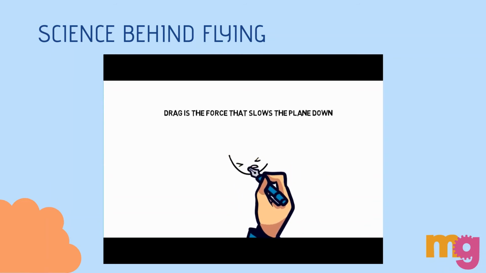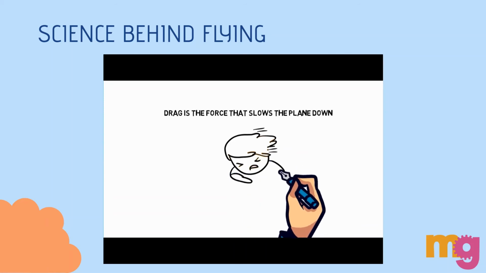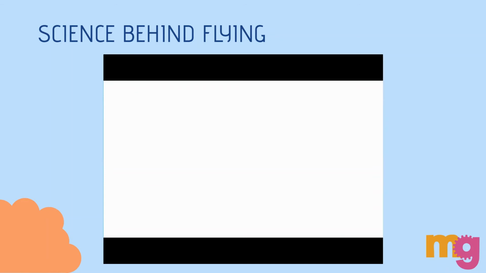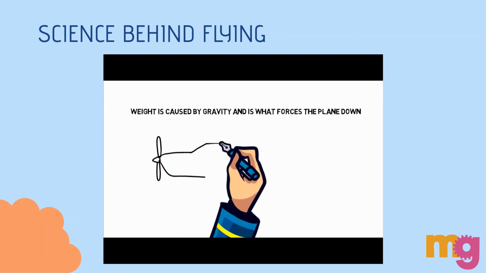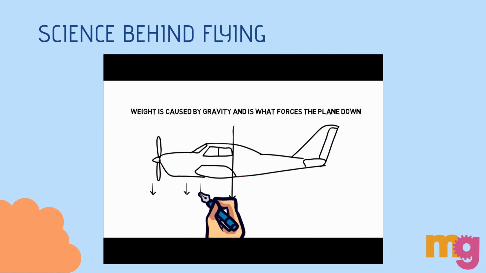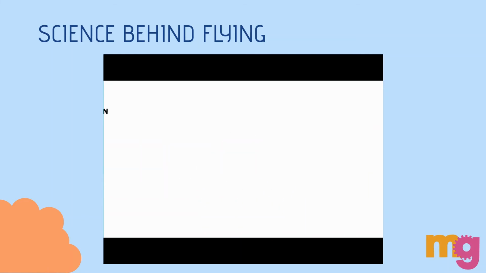You've probably experienced drag when you had to walk against a strong wind or have gone skiing down a hill. For a plane to stay in flight, it must have stronger lift than drag. Similar to how the wings help with increasing lift, the shape of the wings will also help with decreasing drag. Weight is caused by gravity and is what forces the plane down. The plane is designed the way it is to distribute the weight evenly throughout, rather than concentrated in specific areas. When all 4 forces are working together, this causes the plane to fly.